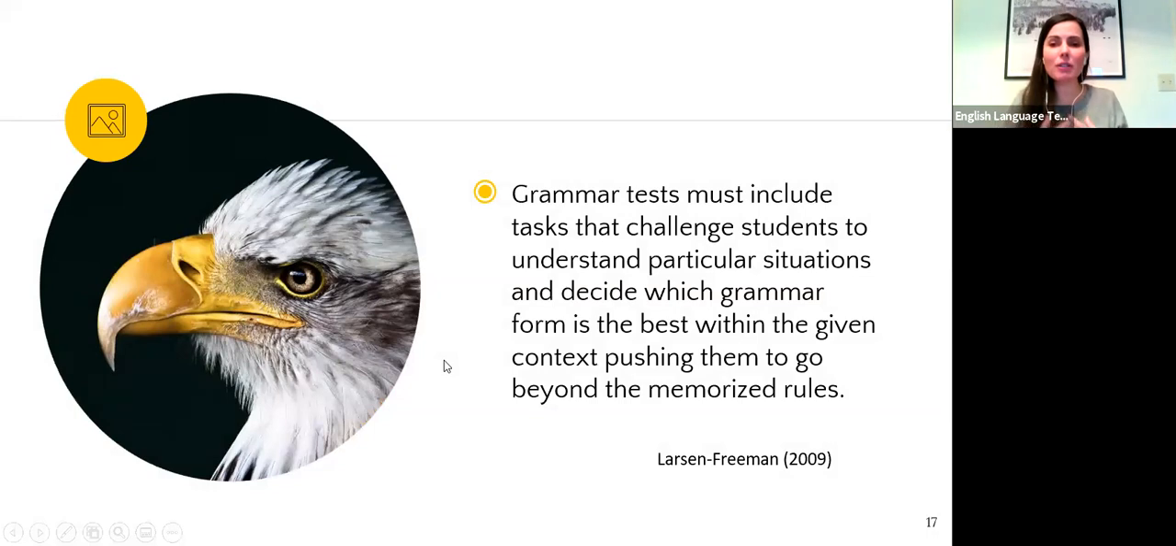So let's include tasks in our grammar tests that challenge students to understand the situation and decide which grammar form is the best within the given context, right? Let's go beyond memorizing rules, memorizing the form. Yes, the form is important. We need to know how to accurately form the language, but we need to go beyond that, right?